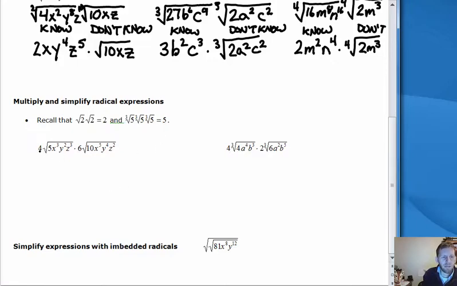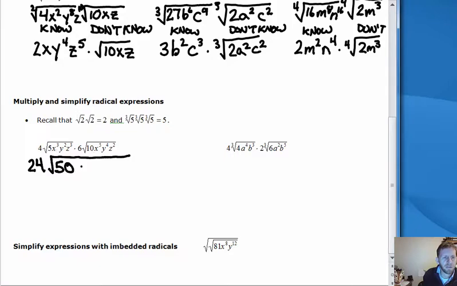This is a problem where I have a 4 times the square root and a 6 times the square root. And what we're going to do is multiply the values on the outside. 4 times 6 is 24. And then I'm going to multiply the things under the square roots together. So I'm going to multiply the 5 and the 10, which gives me 50.